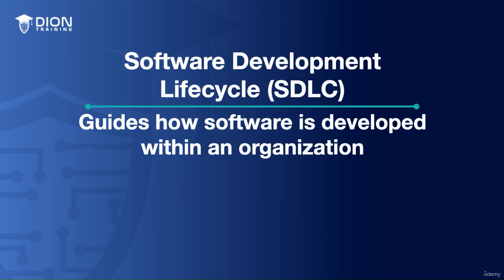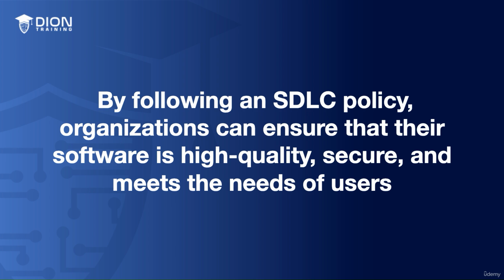The software development lifecycle. An SDLC policy guides how software is developed within an organization. It covers all stages of software development, from initial requirements gathering to design, coding, testing, deployment, and maintenance. The policy might also include standards for secure coding practices, code reviews, and software testing. By following an SDLC policy, organizations can ensure that their software is high quality, secure, and meets the needs of users.